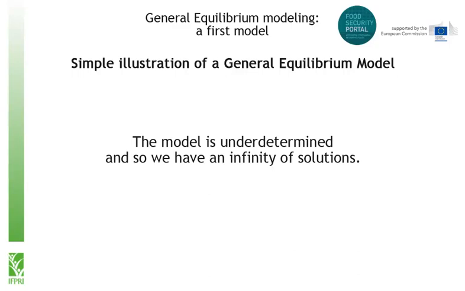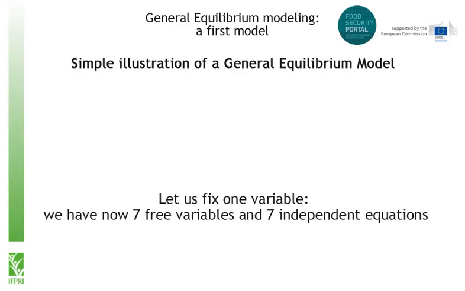So what is the solution of this problem? Well, what we are going to do is fix a variable such that we have 7 free variables and 7 independent equations. The variable which is fixed is a price. So here either it is P or W or R.